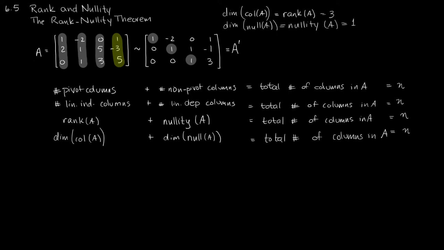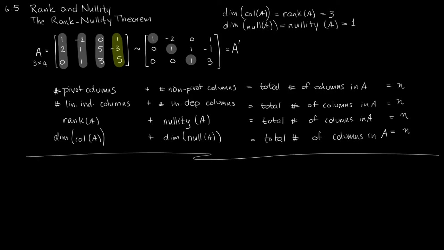A is a 3 by 4 matrix. So N is 4. These 3 tell us about the rank of the matrix, the dimension of the column space. There are 3 linearly independent, or 3 pivot columns. Therefore, the nullity is 1.